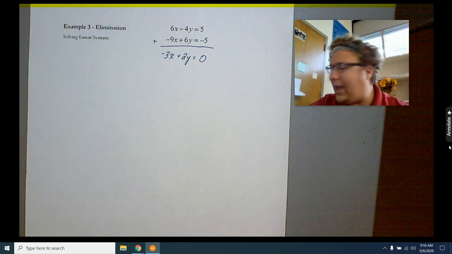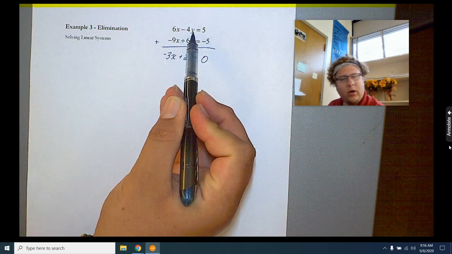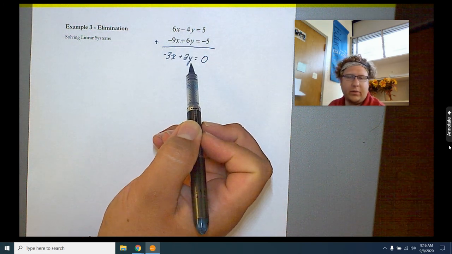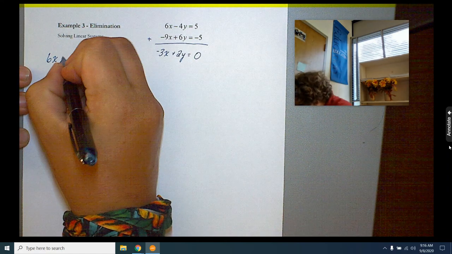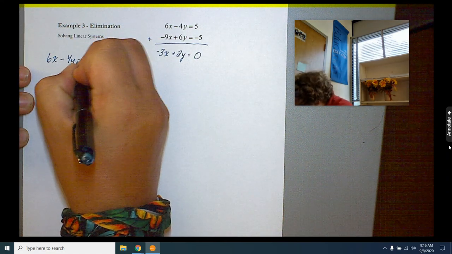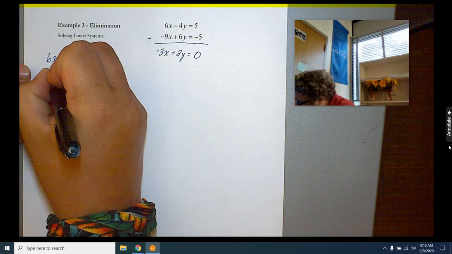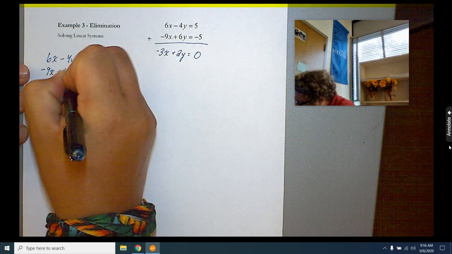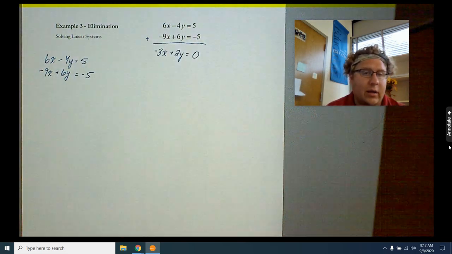So we can't really proceed yet because we need either the x's to completely go away or the y's to completely go away. So I'm going to rewrite the system over here on the left, but this time I'm going to multiply one of the equations, or both, by some kind of number that will force that elimination to happen, like we were talking about.